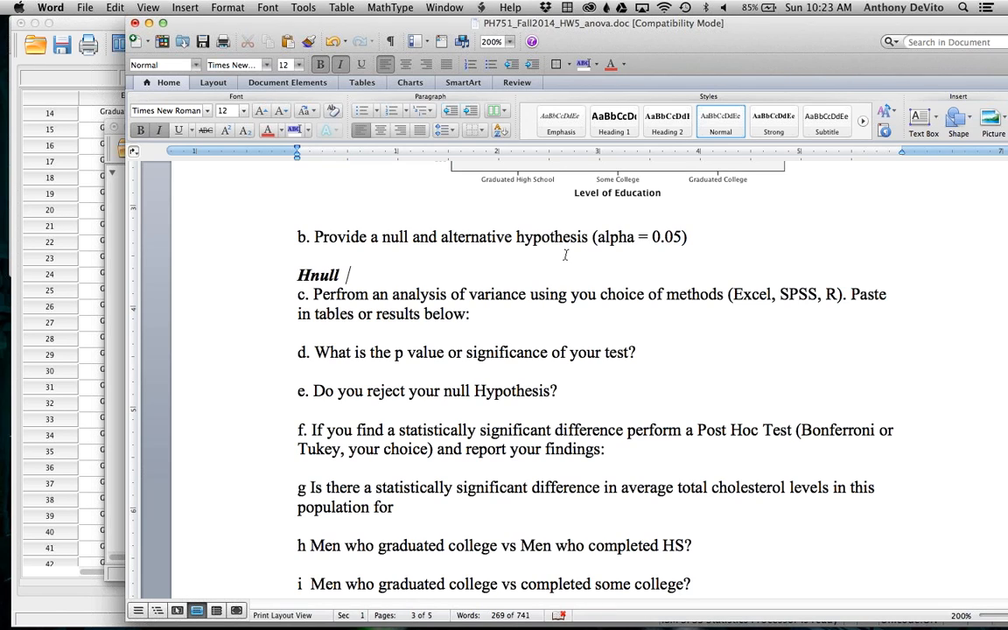Well, basically, we want to say that the means are all equal, correct? So one way of doing that is just simply typing in and saying the means of all the groups are equal. Or another way of doing it would be to say mu1 is equal to mu2 is equal to mu3.